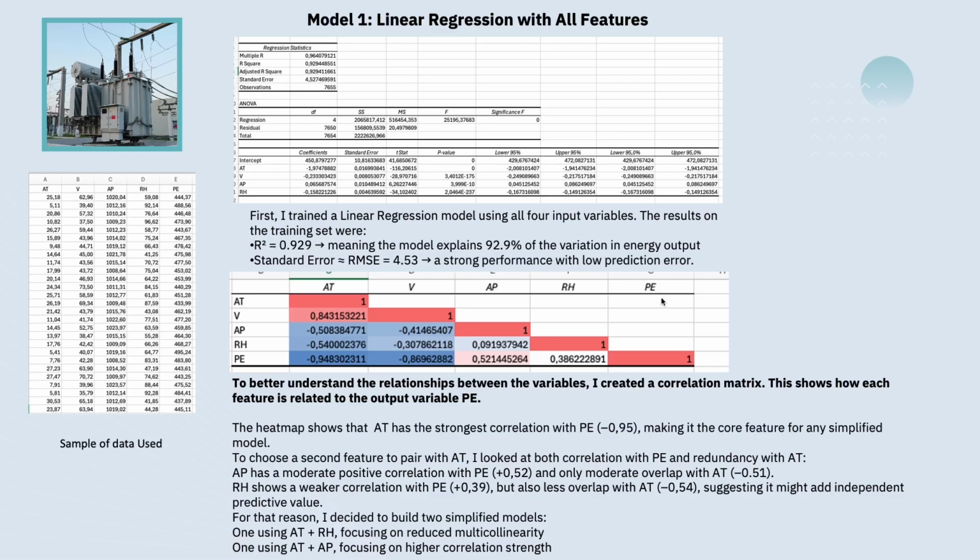AP had a stronger correlation with PE, but also overlapped more with that. RH had a weaker correlation with PE, but was more independent. So I decided to build two simplified models, one using AT and RH, focusing on reduced multicollinearity, and one using AT and AP, focusing on maximizing correlation strength.